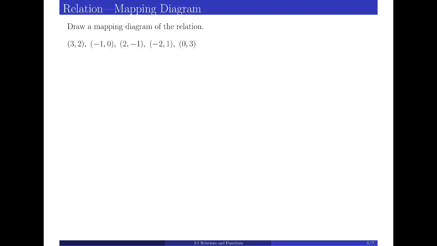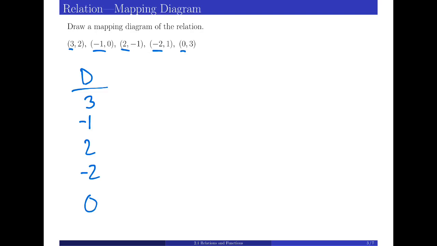Again, a function or relation doesn't have to be a graph of a line or a curve or anything like that. Here's a relation given just by ordered pairs. So we have pairs of numbers. To draw a mapping diagram, which is a visual of a relation, we're going to list the numbers in the domain. The numbers in the domain are the inputs. So the 3, -1, 2, -2, and 0. Those are the numbers in the domain.